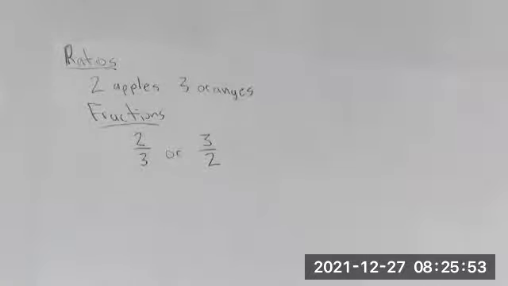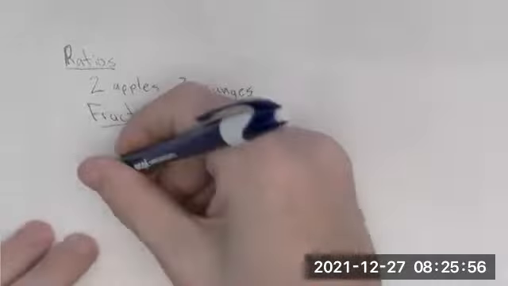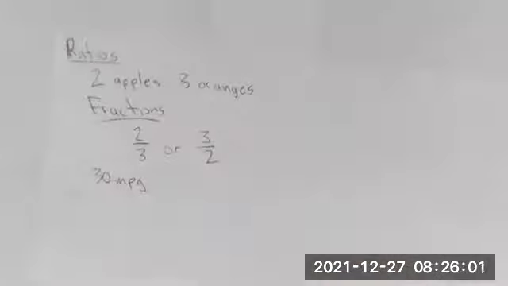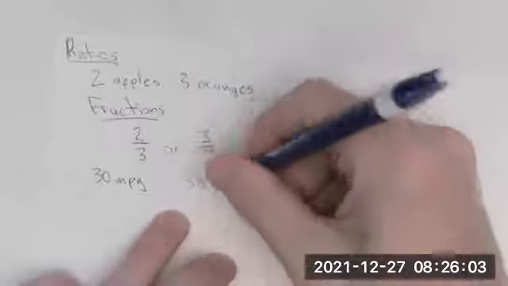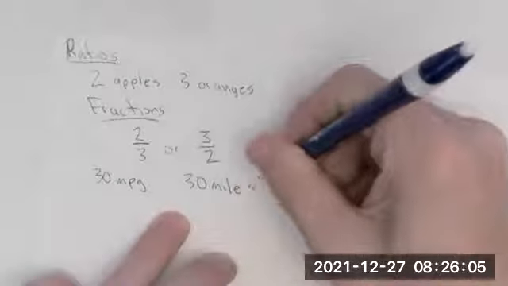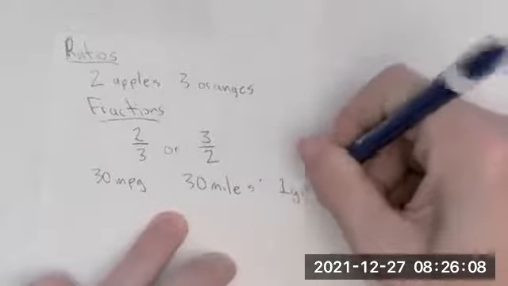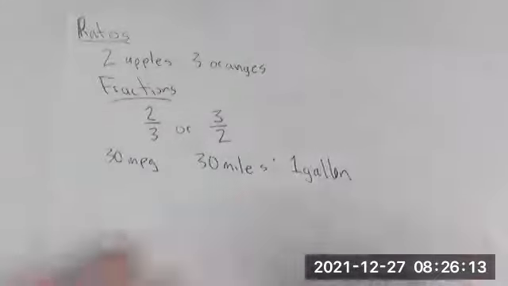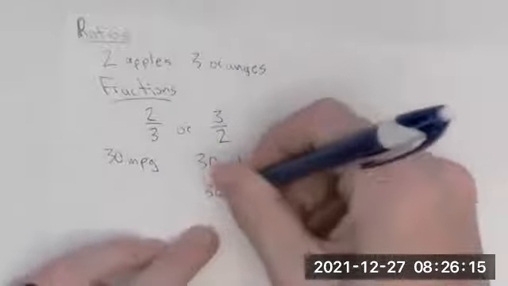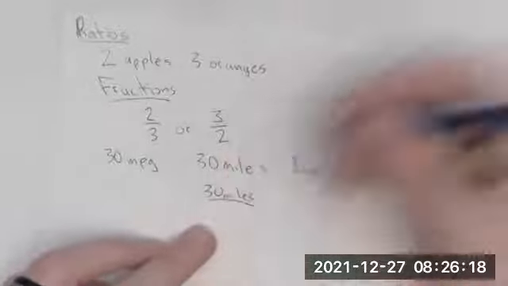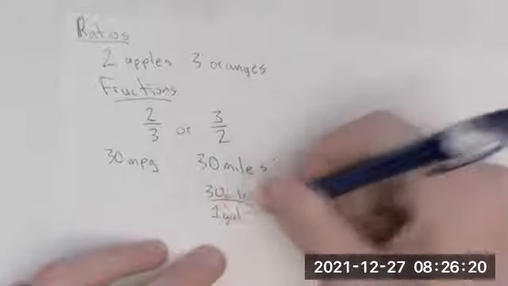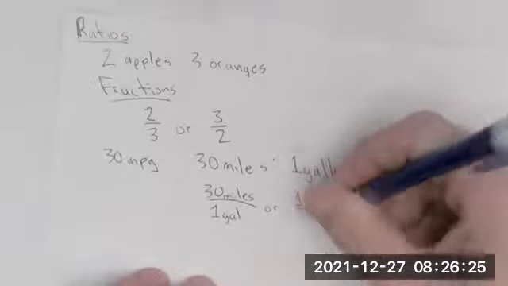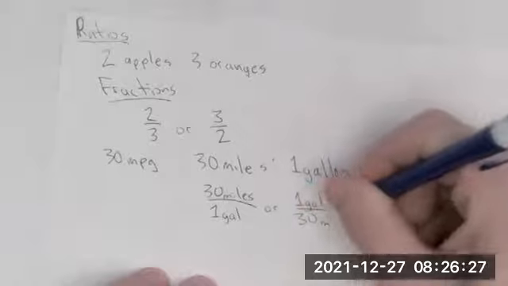But when we're talking about ratios, think of this as your car saying, I get 30 miles per gallon. And what that really means to us is we get 30 miles for every 1 gallon of gas. And here's how we can convert that: we can say for 30 miles, we use 1 gallon of gas. Or if we use 1 gallon of gas, then that means we drove 30 miles.